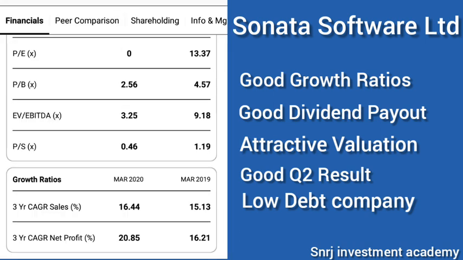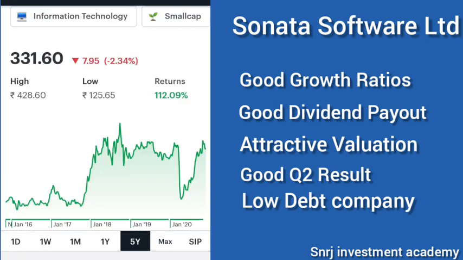There is a good growth in 3-year CAGR sales and 3-year CAGR net profit also. 3-year CAGR sales stood at 16.44 compared to 15.13, and 3-year CAGR net profit stood at 20.85 compared to 16.21. If we check the 5-year chart of this company, we can see that the pre-COVID level was near 330, and the maximum it went to was 413, and after that there was a sudden fall during the March crash, and it reached near the 160 level, and after that it recovered.